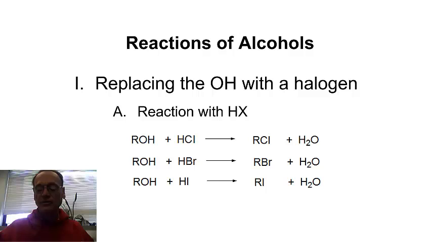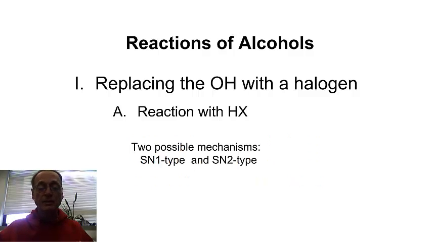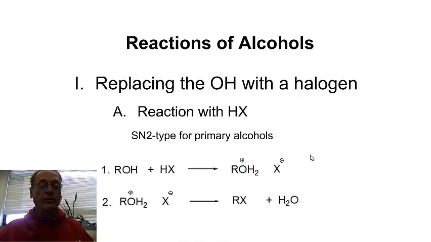Actually, as you might guess, there's two mechanisms, an SN1 type and an SN2 type. We'll talk about why they're called SN1 type and SN2 type instead of just SN1 and SN2. The reaction will go by an SN2 type mechanism if the alcohol is primary. So think about this alcohol as being, say, ethyl alcohol or n-propyl alcohol, and then it's going to be what we're going to refer to as an SN2 type mechanism.